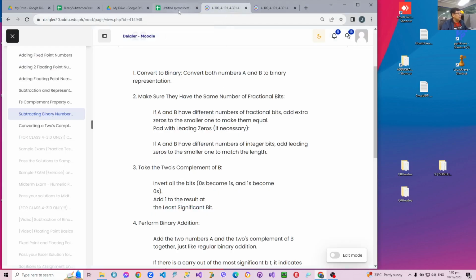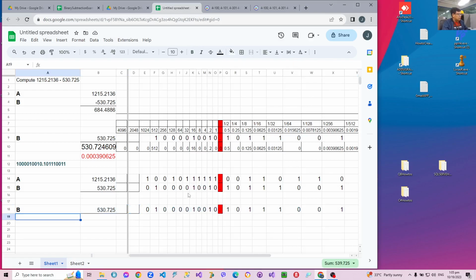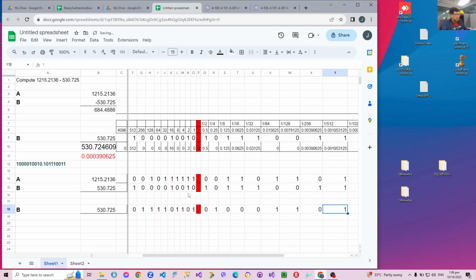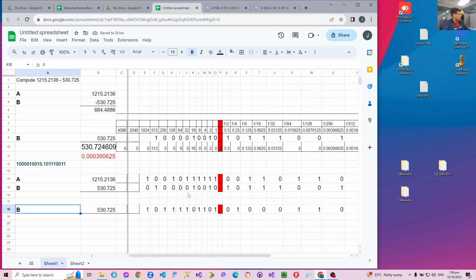In the 1's complement, we are supposed to flip the zeros to 1's and 1's to zeros. Let us do that now. So this 0 becomes a 1, this becomes a 0, followed by 4 1's, followed by a 0, 1, 1, followed by a 0, and a 1. Now let's also flip the fractional part: 0, 1, 0, 0, 0. This is 1, 1. This is 0. This is also 0. Okay, this is the 1's complement.